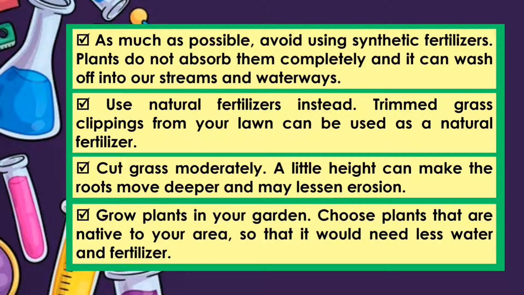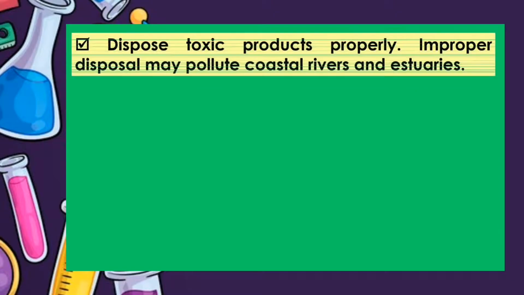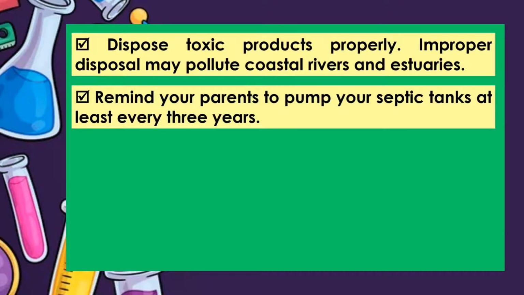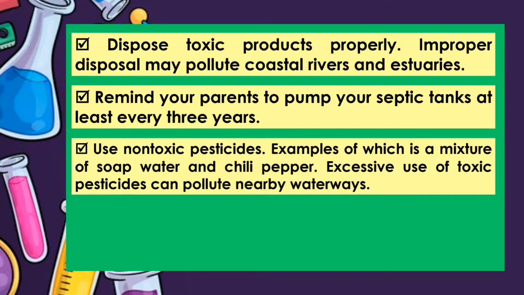Grow plants in your garden. Choose plants that are native to your area so that they would need less water and fertilizer. Dispose of toxic products properly. Improper disposal may pollute coastal rivers and estuaries. Remind your parents to pump your septic tanks at least every 3 years. Use non-toxic pesticides, an example of which is a mixture of soap water and chili pepper. Excessive use of toxic pesticides can pollute nearby waterways.